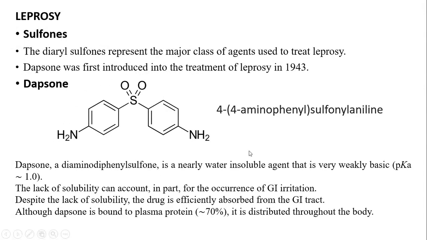And how do we nomenclate the structure? First we will consider this group. Either one of the two groups is the aniline, so we'll start from the aniline. We number the aniline from the nitrogen: 1, 2, 3, 4. So 4-(4-aminophenyl)sulfonylaniline. That is how we nomenclate dapsone.